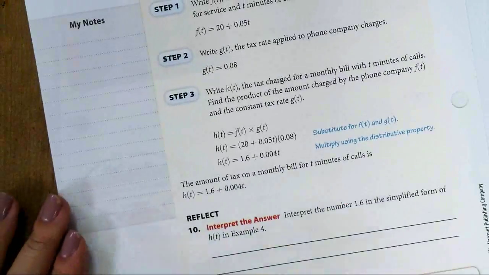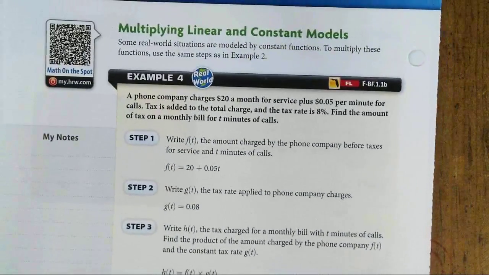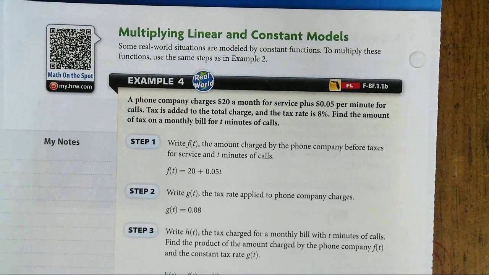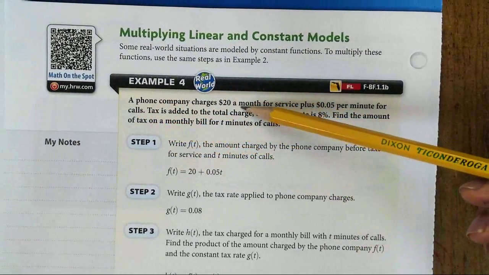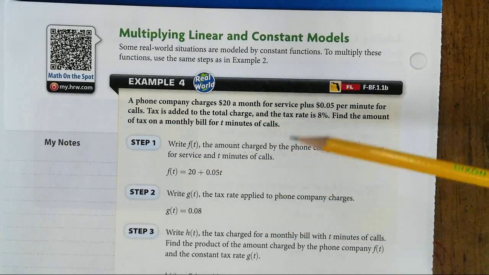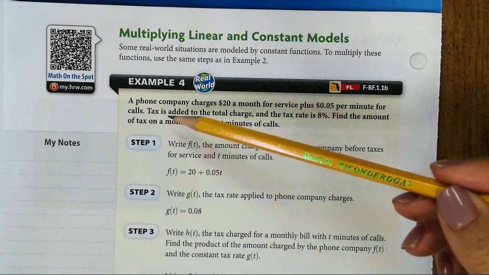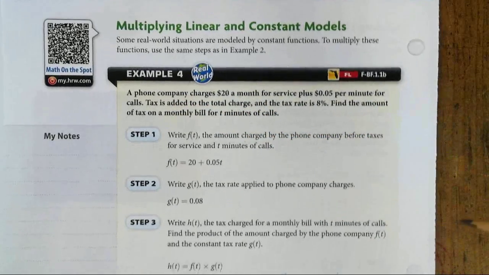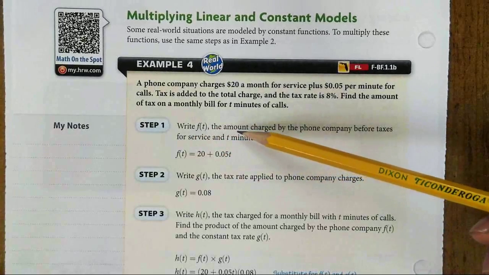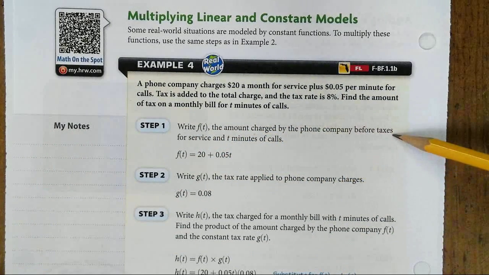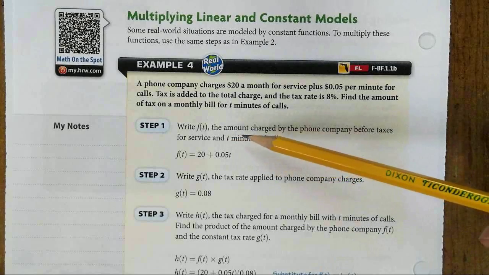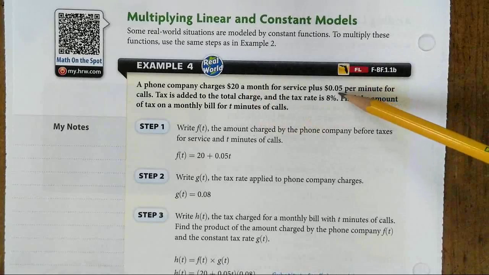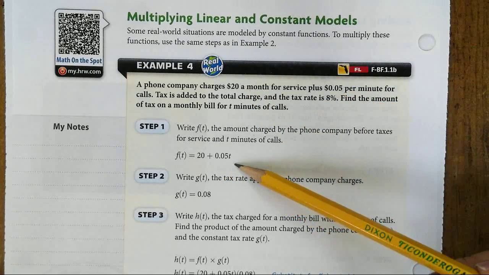Flip over to 222, and again, you're doing the exact same thing, but now multiplying. The only difference here is that you're given real-world situations. Here it's talking about a phone company that's charging 5 cents per minute for calls, and then tax is added to that charge, which is 8%. It says to write f of t, the amount charged by the phone company before taxes for t minutes of calls. So they charge $20 plus the 5 cents per minute.